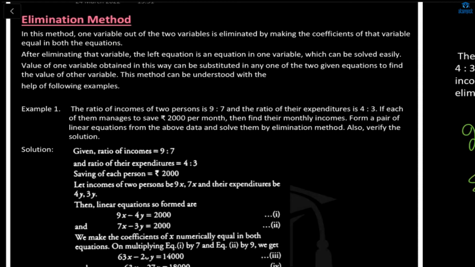So here you see, the ratio of income of two persons is 9:7. So the ratio of income is 9:7, and the ratio of expenditure is 4:3. If each of them manages to save 2,000 per month, earning is in the 9:7 format and expenditure is 4:3, and he's saving 2,000. But since it's a ratio, we assume the income of the two persons to be 9x and 7x, and the expenditure to be 4y and 3y.